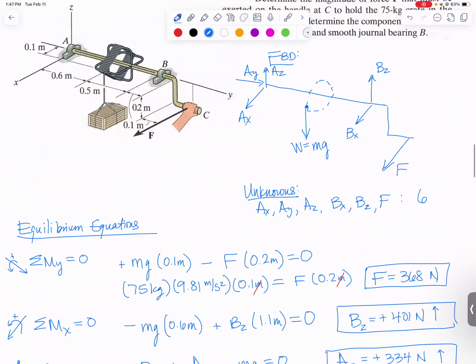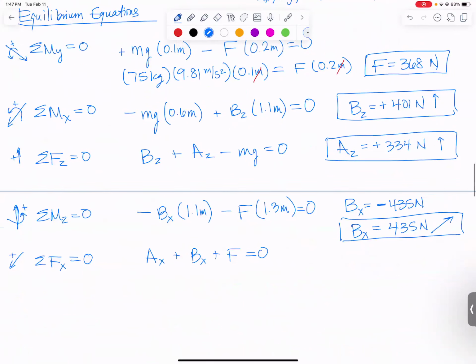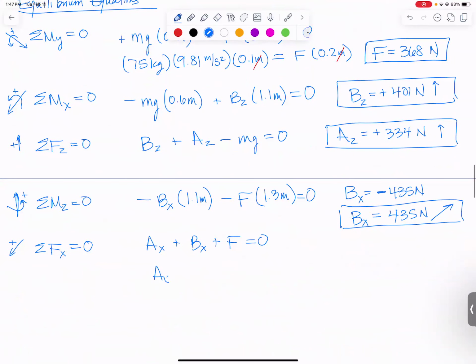Then let's sum forces in the x to solve for our other x force. In my diagram, I've got AX, BX, and F all coming out in the positive direction. AX plus BX plus F equals 0. Let's substitute those values in. I'll have AX, BX is actually minus 435 newtons. F is plus 368 newtons. So in solving for AX, we're going to get a positive 67 newtons, which means it does act the way I drew it on my diagram.